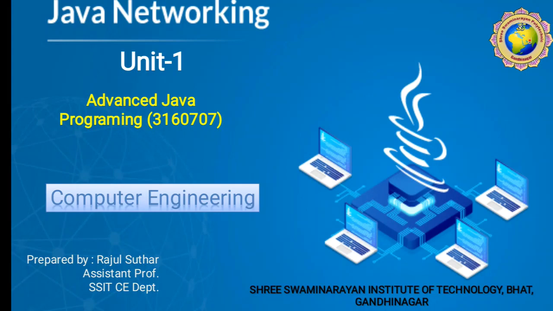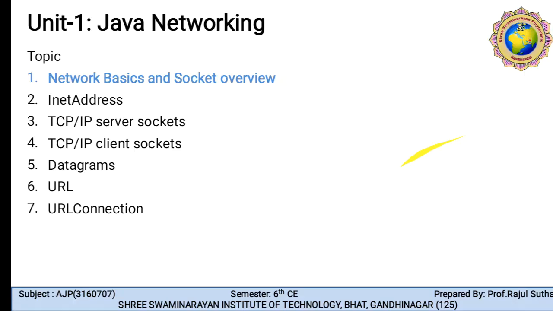Today we will learn the first unit of Advanced Java Programming. First unit is Java Networking. In this unit we have to cover topics like Java basics and socket overview, what is Java networking, and what is the basics of networking, as well as socket overview.